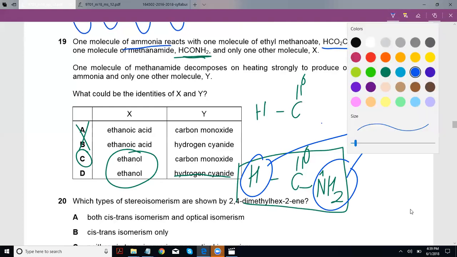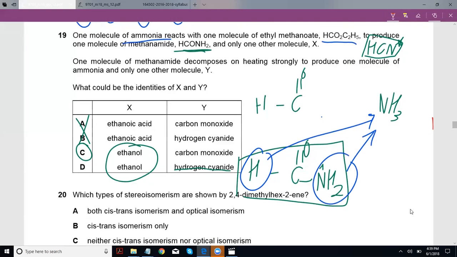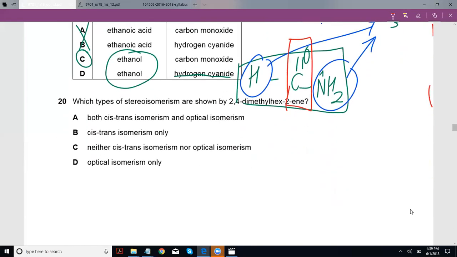Yeah, so okay, the blue arrows that I've drawn, that stuff goes to form NH3, and that leaves you with CO, which is carbon monoxide. So that gives you C.